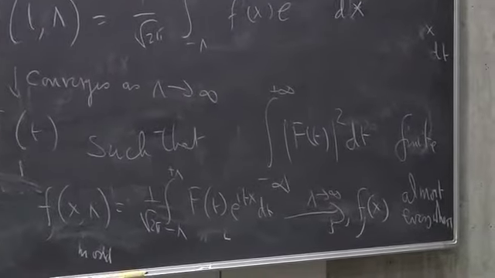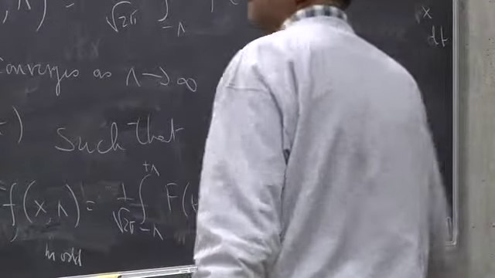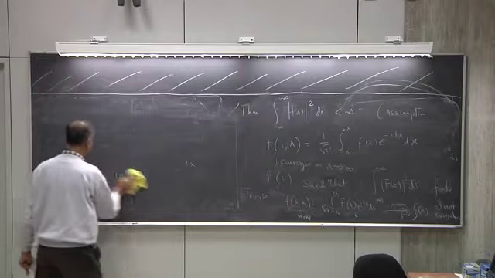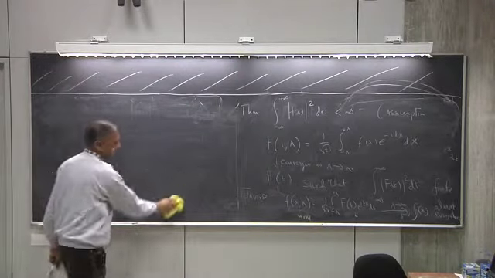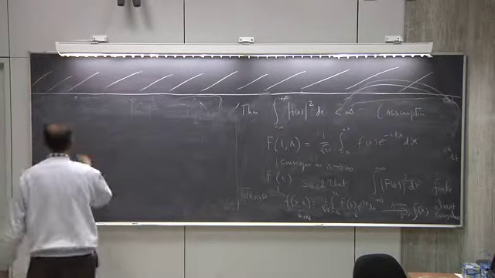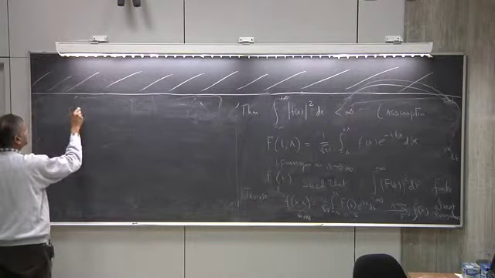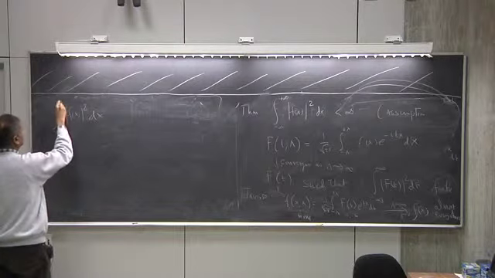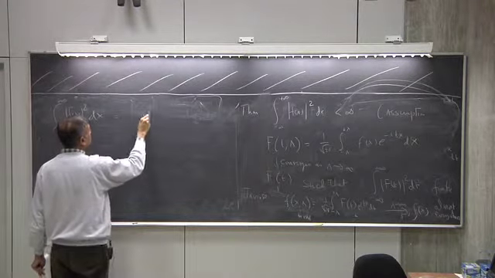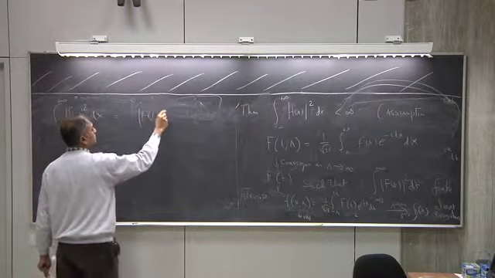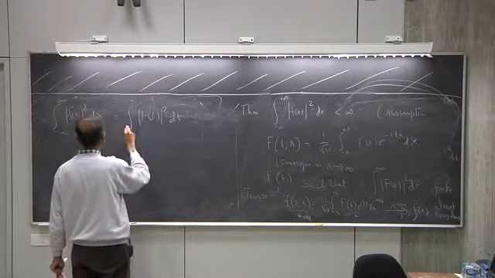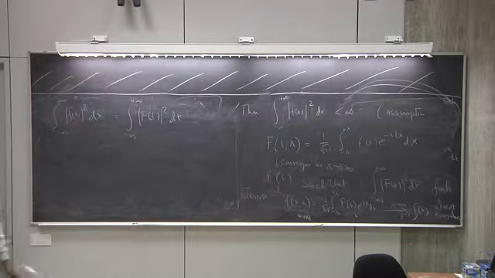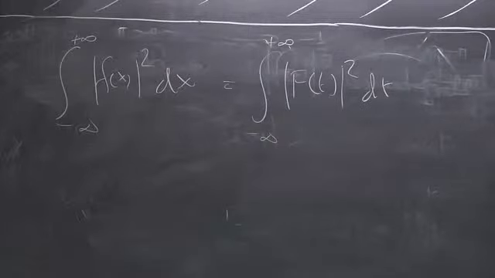And furthermore, a very useful relation is that the integral of f of x mod square dx is equal to the integral of f of t mod square dt. This is like the Parseval relation.